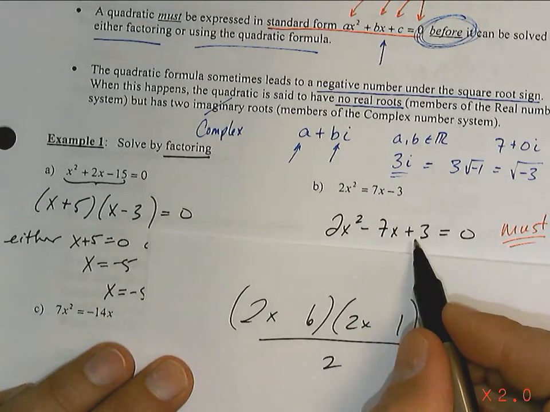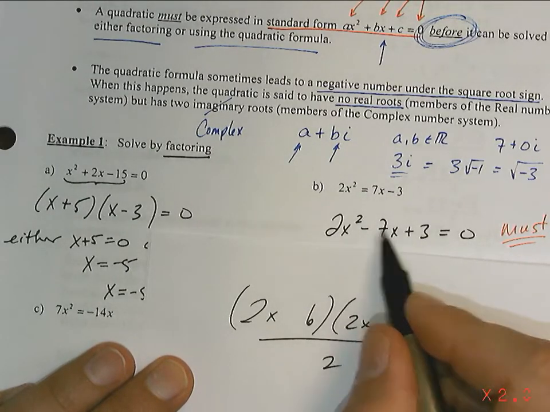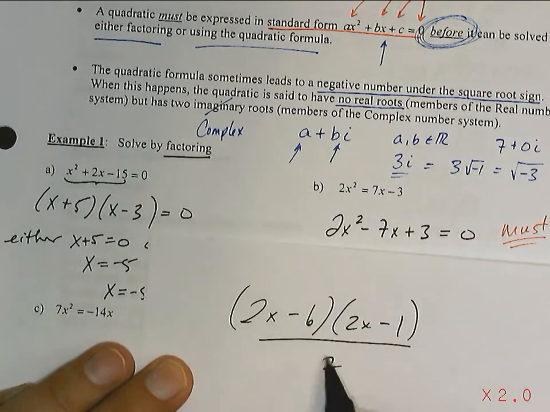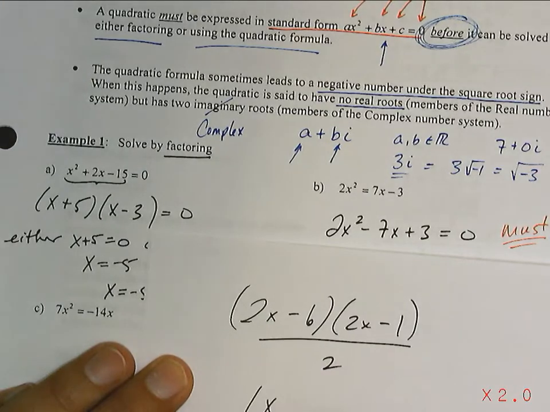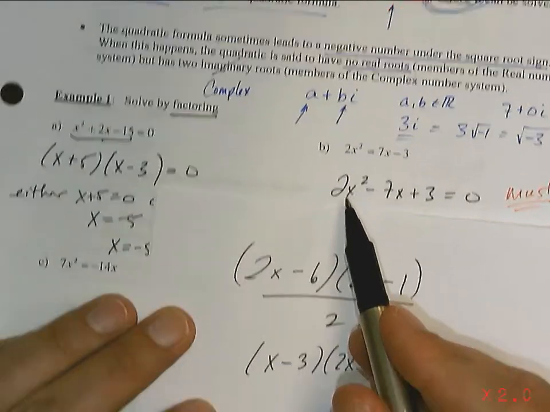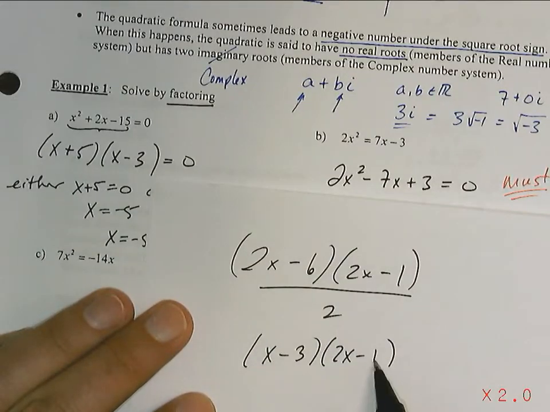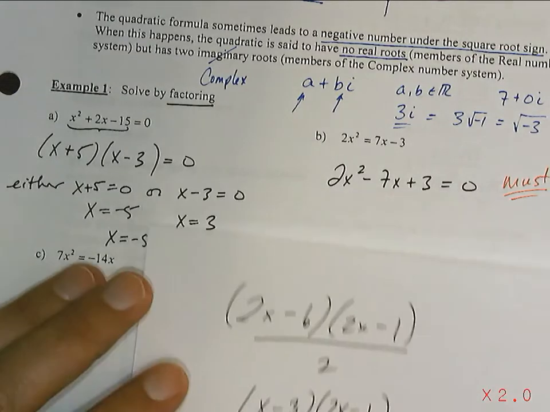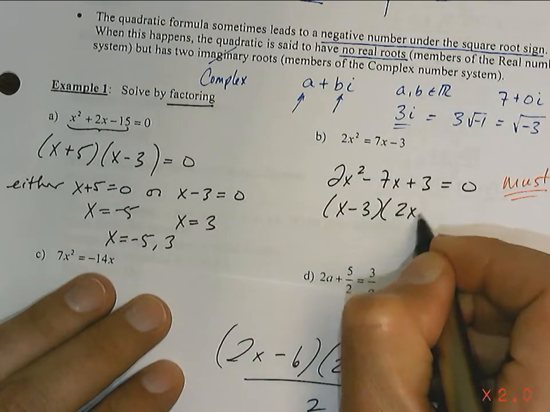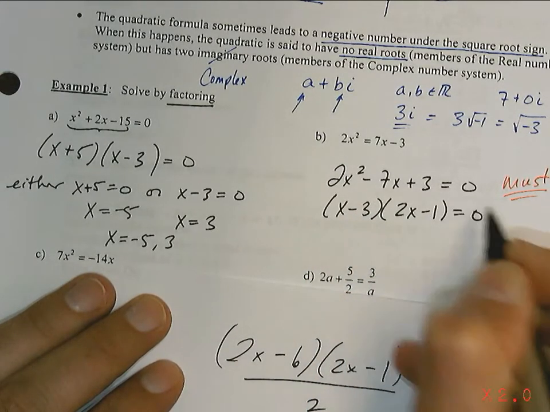They multiply to give a positive, so they're either both positive or they're both negative. They add together to give negative. This 2 has to come out of this one, or a bit of both. It's going to come out of this one. Check it to make sure you're right. X times 2x is 2x squared. X times negative 1, negative 6x will be negative 7x. Positive 3, it works. So this is going to be x minus 3, 2x minus 1 equals 0.